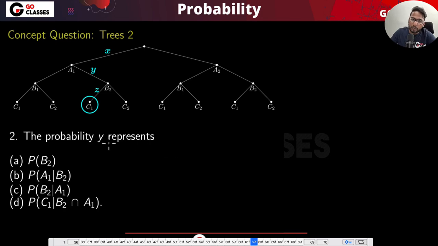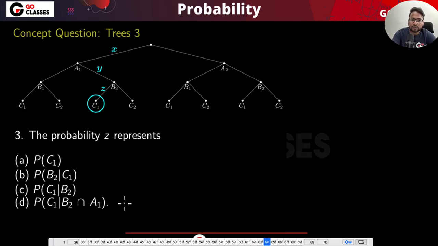What is the probability that Y is representing? Yeah, that's a good one. Can you answer this question? Just pause this video and answer it. See here, it is the probability of B2 given that A1 has already happened, right? The probability of B2 given that A1 has already happened. Cool. Which means that C is the answer, right? Okay, C is the correct answer.